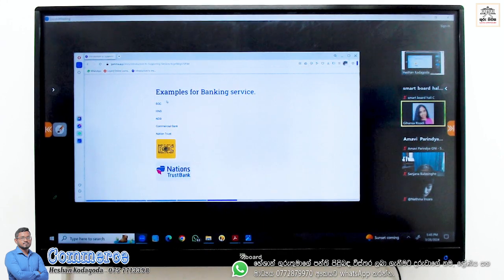So there are some examples. Examples for banking services: BOC, HNB, NDB, Commercial Bank and Nation Trust. So you can see some images of some banks.